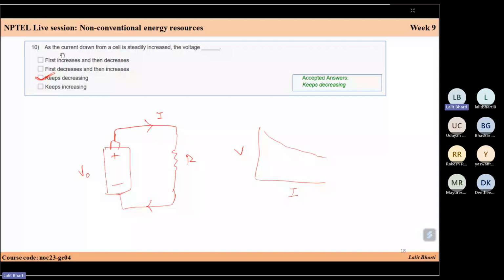So it is also saying that as the current drawn from the cell is steadily increased, the voltage will what? First increase then decrease, first decrease then increase, then keep increasing. So both options are incorrect and it cannot keep increasing. So it is basically keep decreasing. So your voltage keeps decreasing.